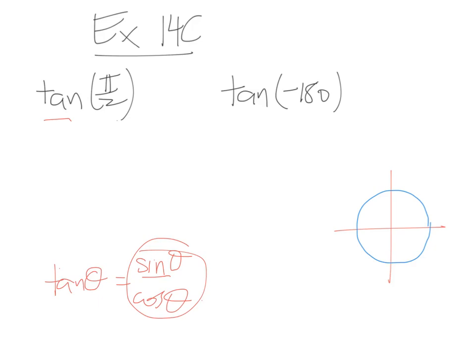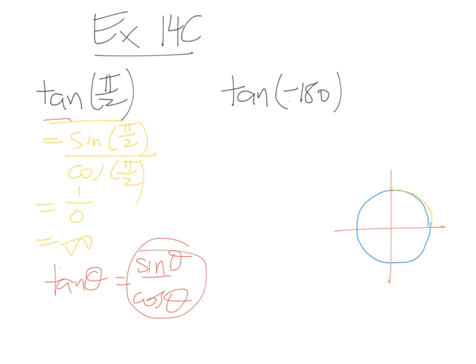So pi on 2, I'm going to start here at 0, and I'll use a different colour, yellow. So tan of pi on 2, I'm going to start here at 0 and go around to pi on 2, a bit hard to see, but that's where I'm stopping. So sine of pi on 2 is equal to 1, and cos of pi on 2 equals 0. Therefore, it is undefined.